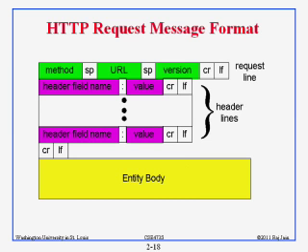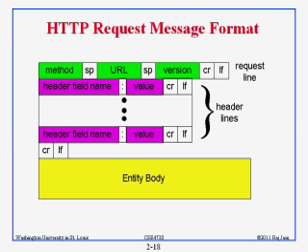Okay, so here is the general format. You have to put a method followed by a space, followed by a URL, which is actually the directory name, space, version number, CRLF, carriage return and line feed.